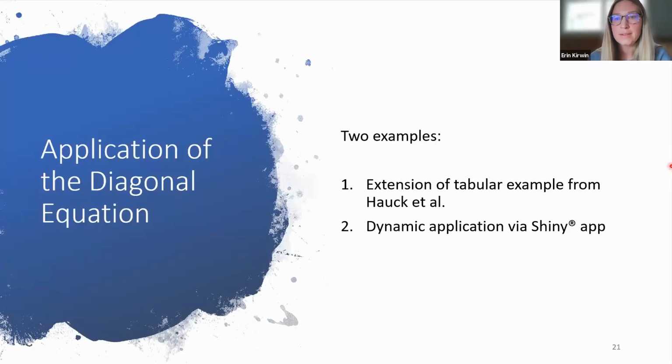So now I'm going to share some applied examples. The first example demonstrates why the diagonal approach is required to achieve optimal outcomes. And the second example uses an app that I programmed in Shiny for R that gives a dynamic application of the diagonal approach.